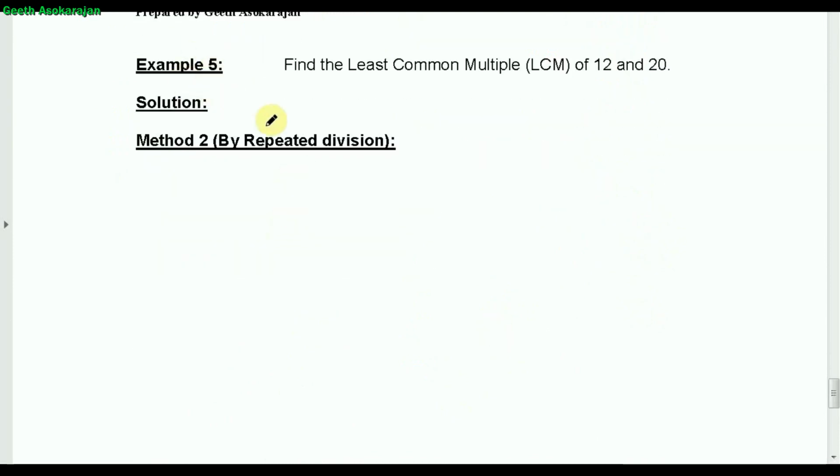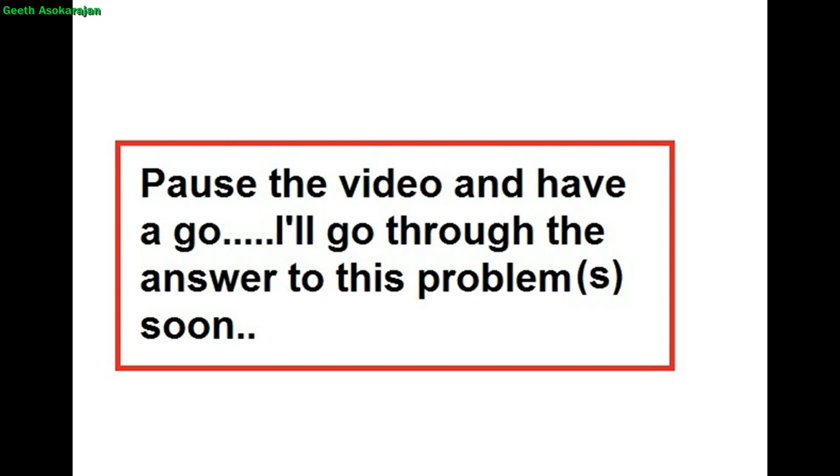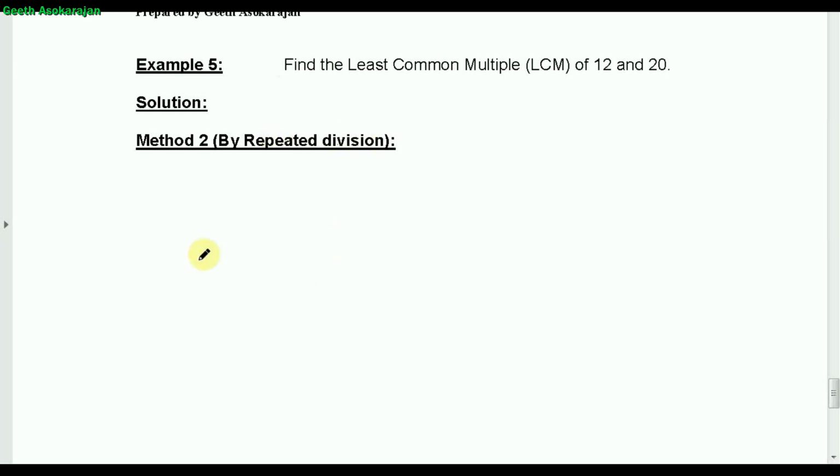Pause the video, have a go at example number 5. You need to find the least common multiple, or LCM, of 12 and 20. Pause the video, have a go, see how you go, and I'll go through the solution very soon. Right, let's have a look at example number 5 using the method of repeated division. Let me write down the prime number list over here, and we need the LCM of 12 and 20.